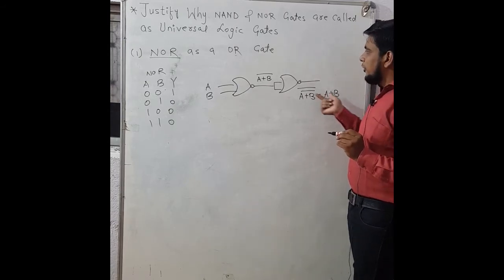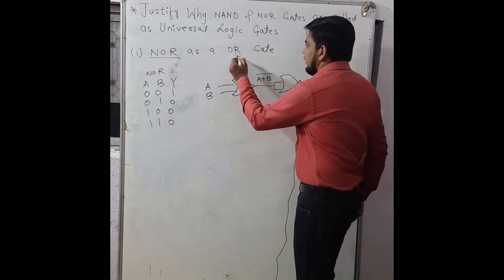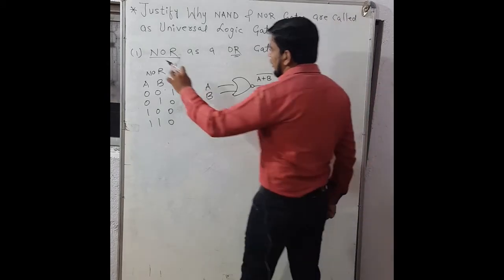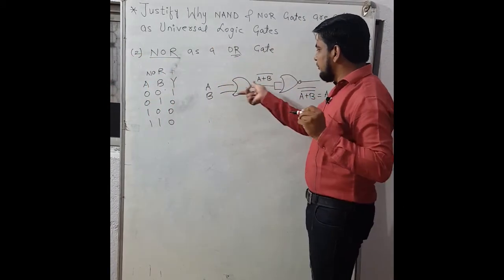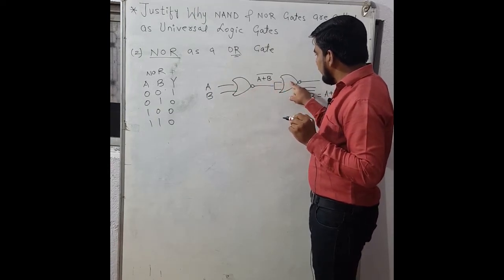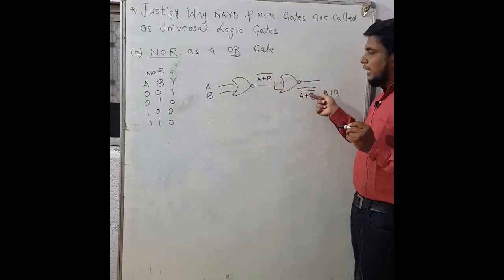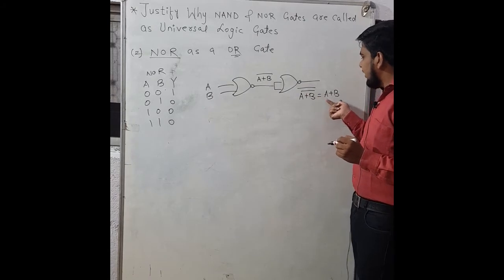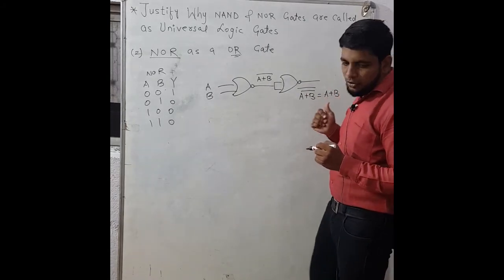In this way, NOR gate can work like an OR gate. Okay, NOR as an OR. Simply, we have applied the input to the NOR, whatever output we are getting, we are applying to one more NOR whose inputs are shorted, so it is the complement, and according to De Morgan's theorem, complement of the complement is cancelled and we are getting A plus B. In this way, the NOR gate can work like an OR gate.